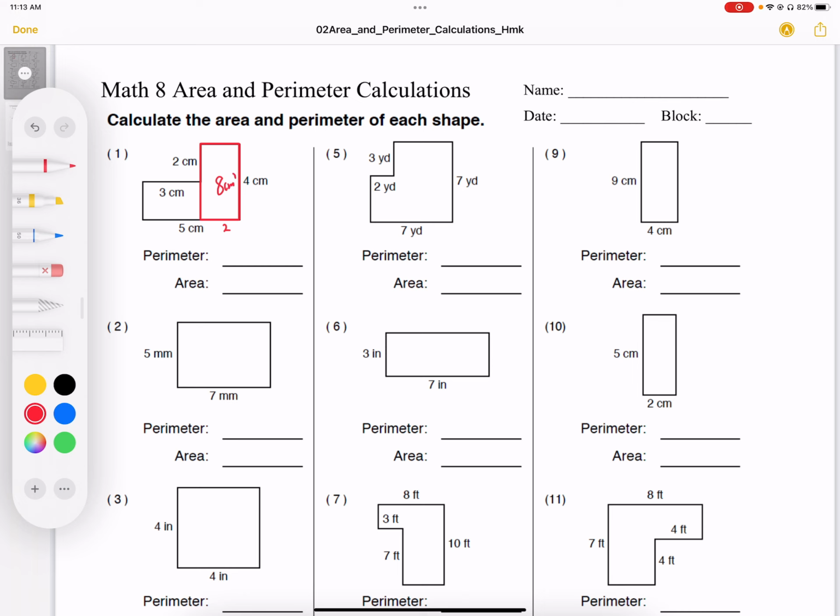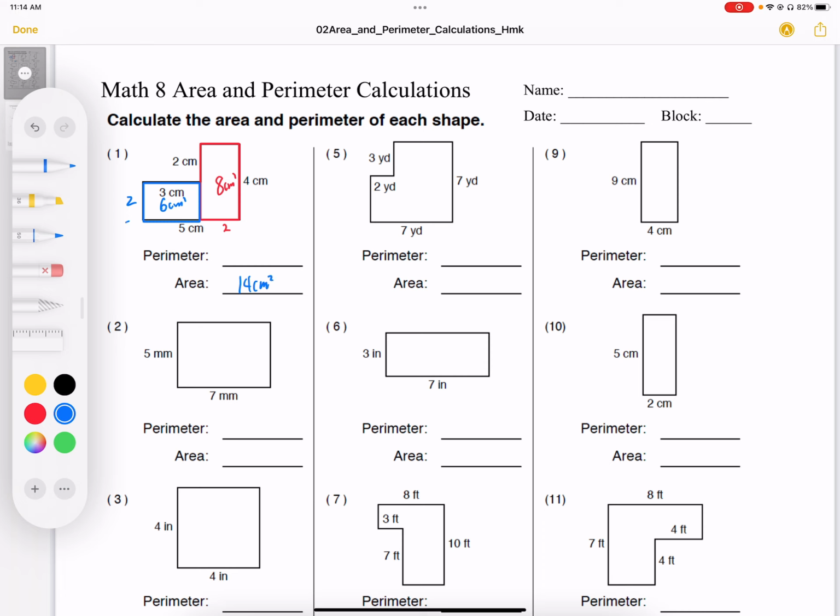This other rectangle that's left over, it's going to be 2 by 3 or 6 centimeters squared. So the area, we end up with 14 centimeters squared.